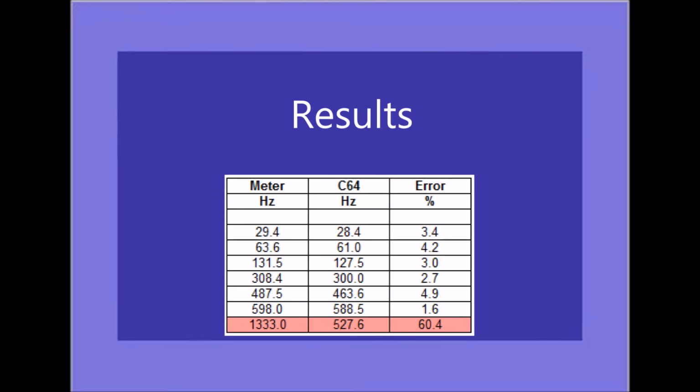And here are the results. I ran some tests from about 30 hertz all the way to about 600 hertz. And in that case, the error on the C64 reading was between about 1.5% and 4% on the low side. And I expect the error is largely due, as I've stated before, to using the BASIC timer. If there is a follow-on to this experiment, I think the next thing I'll do is try to find a more accurate way to measure the time.